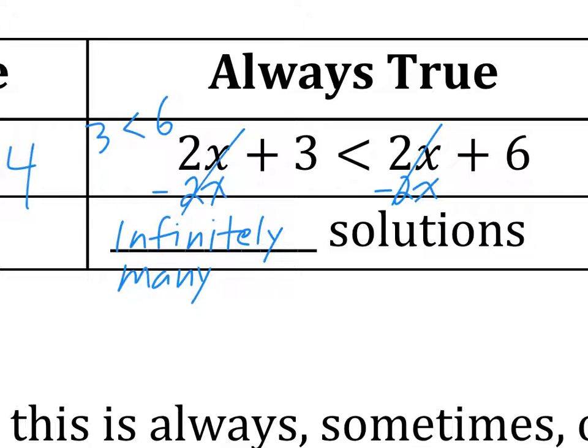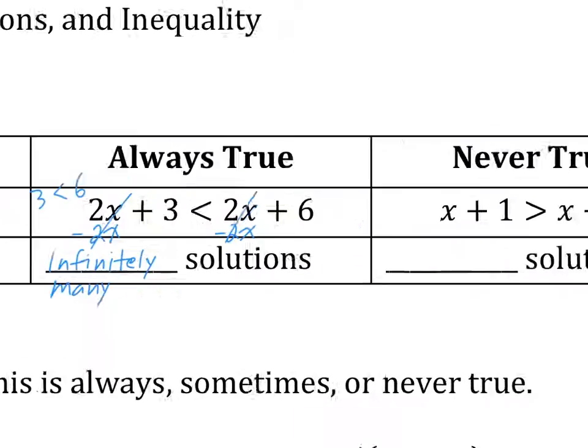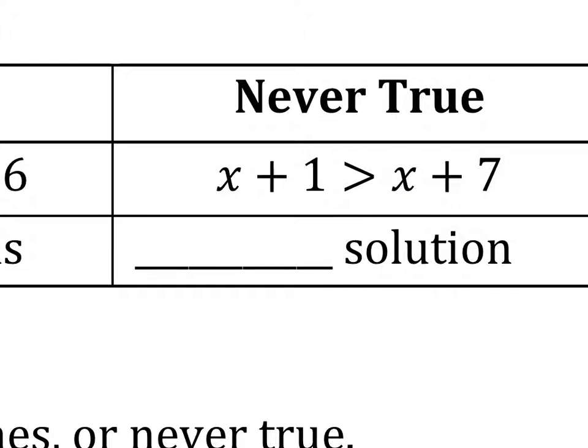So there's an infinite amount of solutions. Okay, so if you don't know how to do it, just solve for x, and then eventually you can see whether it's true or not. Okay, next one, x plus 1 greater than x plus 7. So what you want to do is subtract x on both sides. That gets rid of x. 1 greater than 7. Is 1 greater than 7? No. So this is never true, which means no solution.